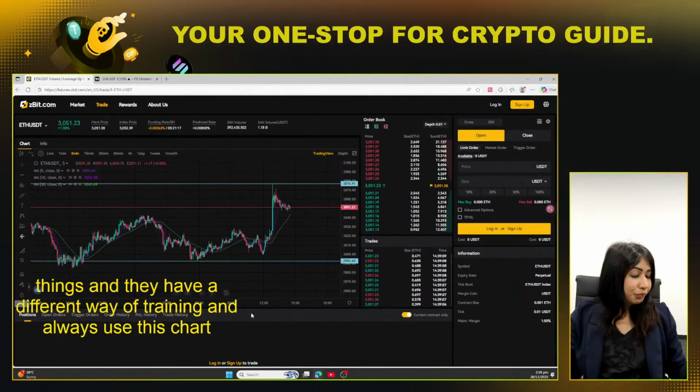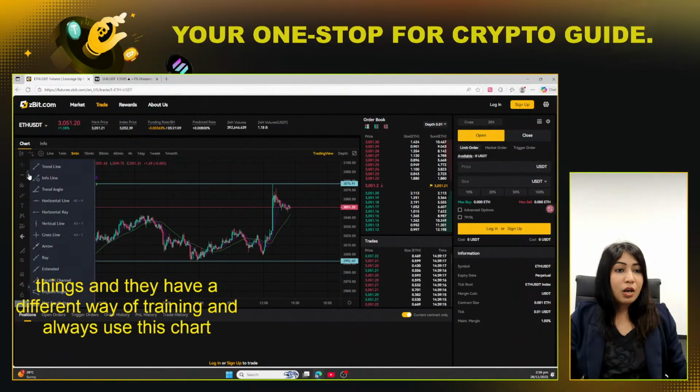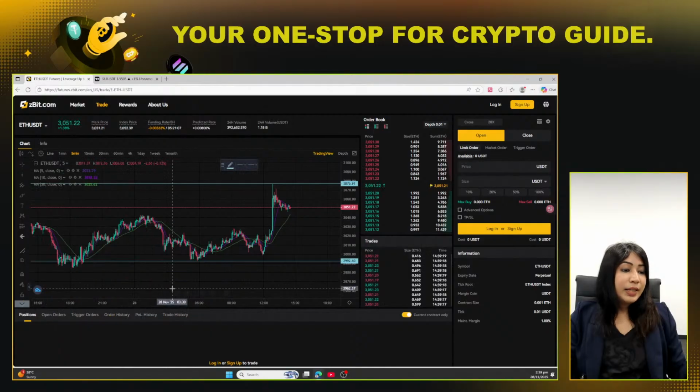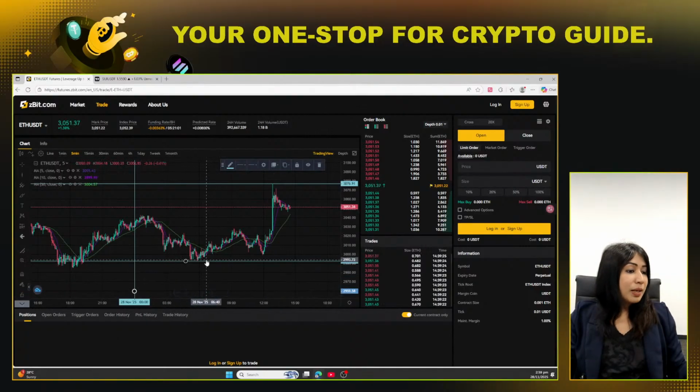So let's see. I have plotted my support and resistance here. On the 28th of November, this is where my data has started. I'm going to draw a vertical line too, so that it gives me clarity that this is where my day has started. So my support is sitting at 2992, and my resistance is sitting at 3076.